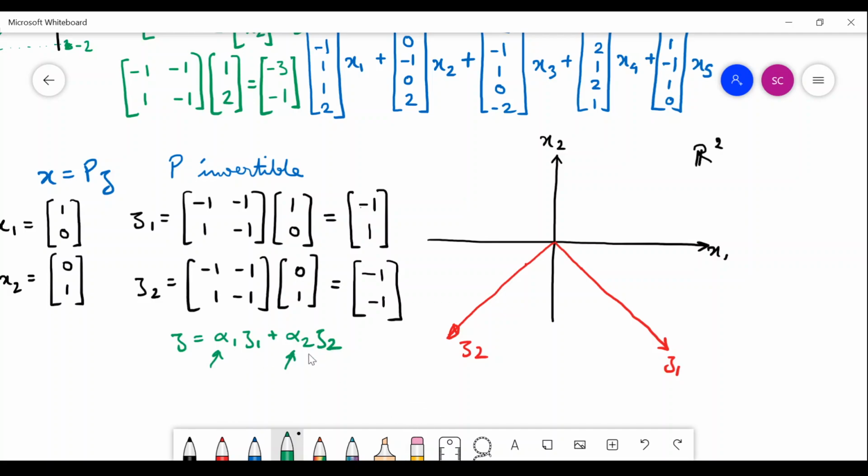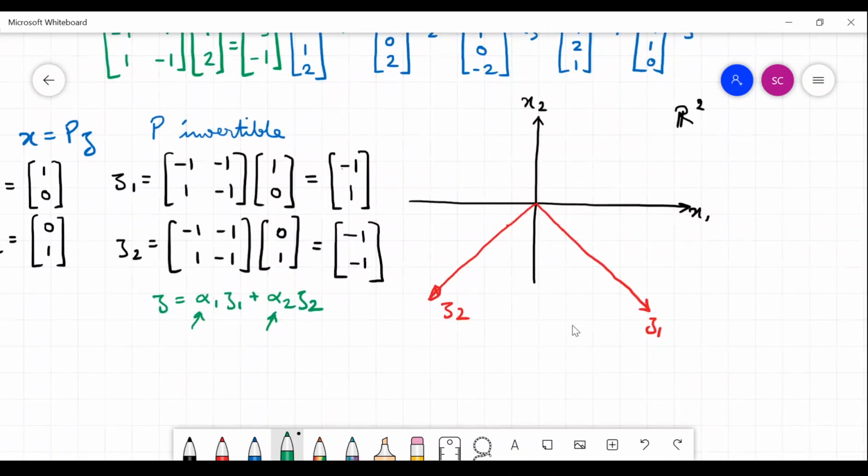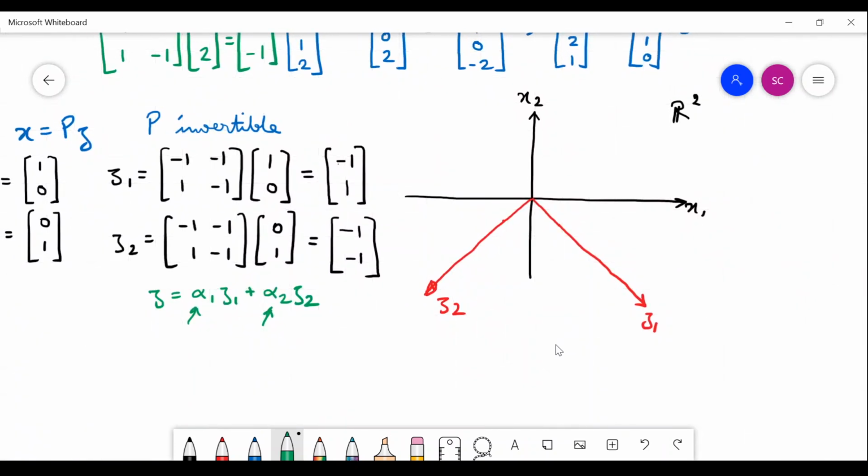And you will always be able to find this out. So you try, this is very simple. You can simply look at it and get the answer. But the point that I want to make now is basically this. Incidentally, these z1 and z2 are also orthogonal. You can see it from the geometry.